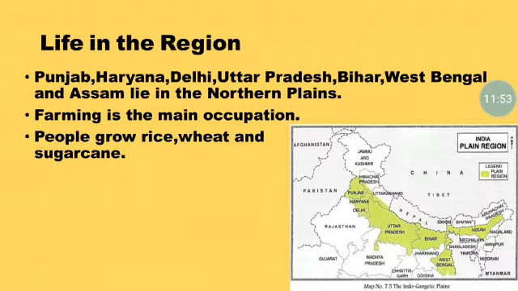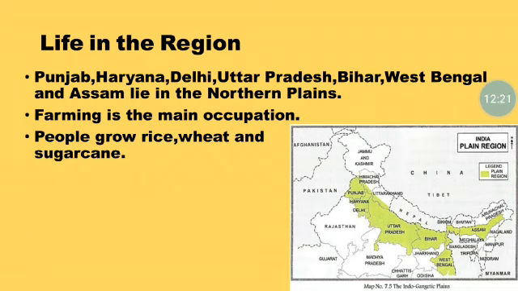Next, life in the regions. We shall see how is the life in the regions of the northern plains. In the northern plains, as I told you, the states which come under the northern plains are Punjab, Haryana, Delhi, Uttar Pradesh, Bihar, West Bengal and Assam. The main occupation of the people over here is farming. People mainly grow rice, wheat and sugarcane.